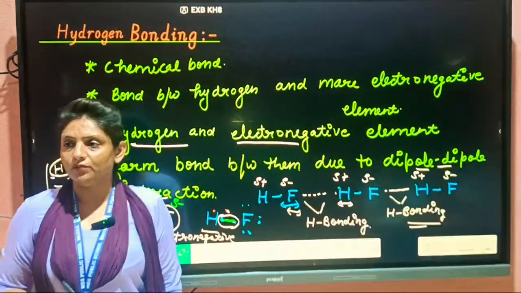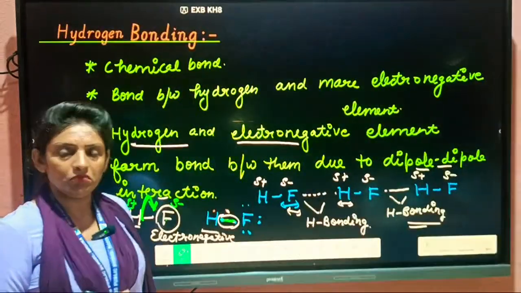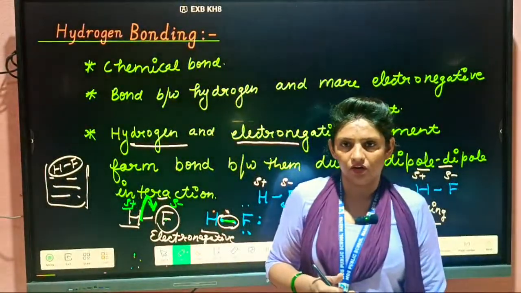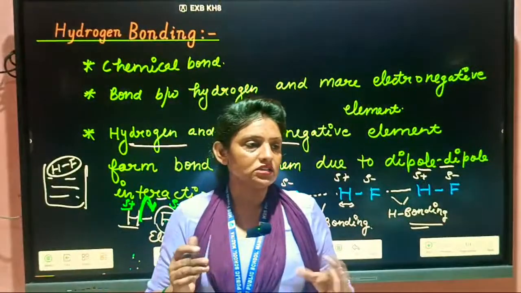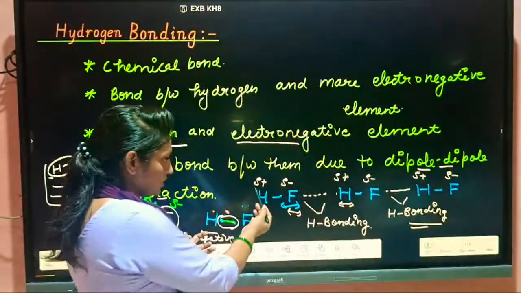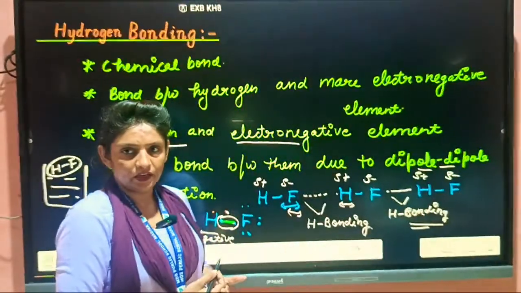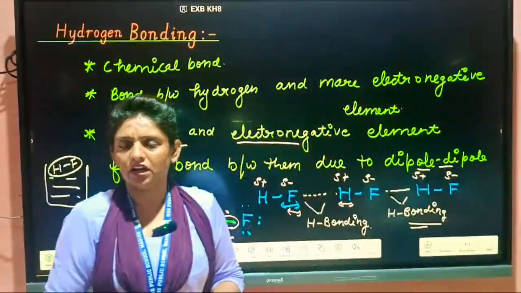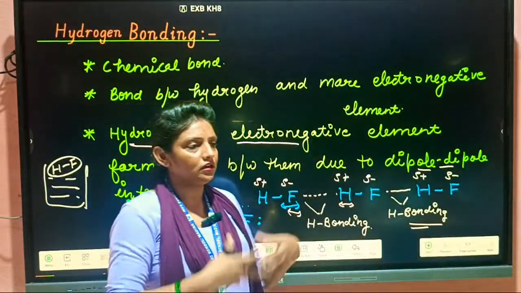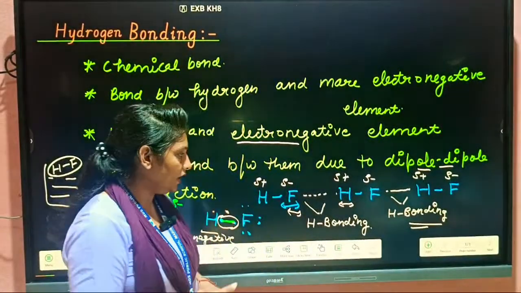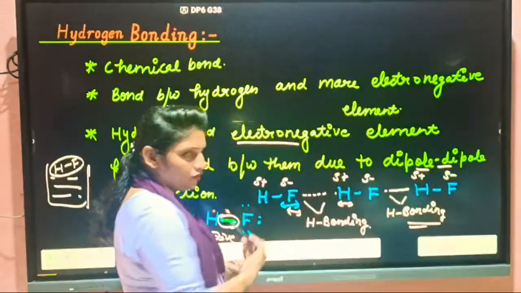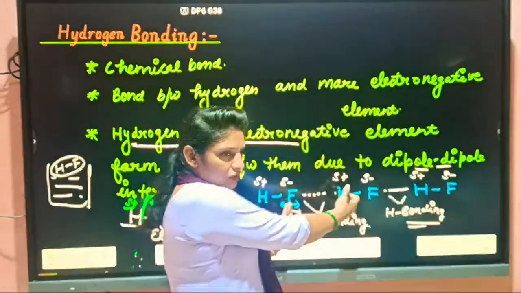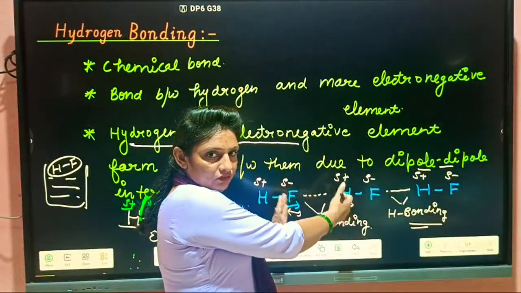What do you mean by dipole-dipole interaction? Pole means positive and negative pole. Due to the difference in electronegativity, charge develops. A positive charge develops on hydrogen and a negative charge develops on the more electronegative element, like fluorine, chlorine, or oxygen. So the negative pole of this molecule and the positive pole of this molecule are interacting with each other.